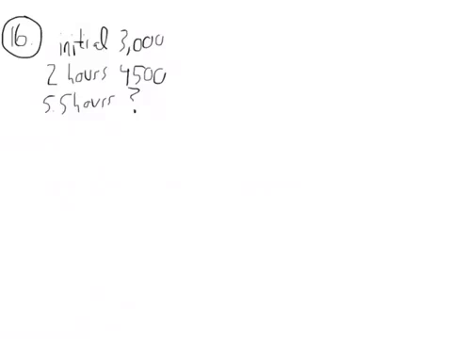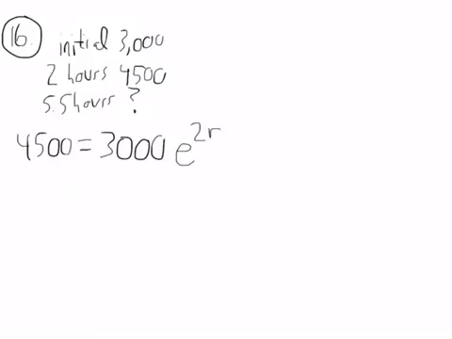So, the first thing we'll start with is trying to figure out some sort of model for this. It starts with 3,000. It's growing continuously. And after 2 hours, at some rate, it gets up to 4,500. So notice how I set that up. I have my initial amount and the amount I ended up with after 2 hours. I know it's growing continuously, so I'm just curious about the rate. I'm trying to find how fast this is growing.